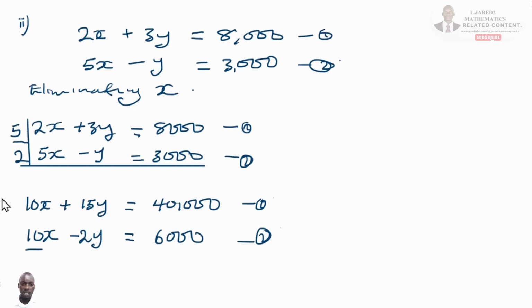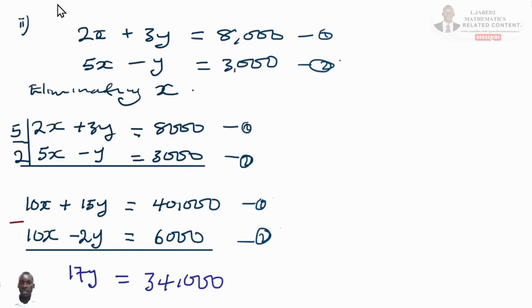Then from here we ask ourselves, what should we do to eliminate x according to you? Are we supposed to add them or subtract? The correct answer is we are going to subtract these 2 equations. That means we are going to have 10x minus 10x giving us 0. Then 15y minus negative 2y is giving us 17y being equal to 40,000 minus 6,000, and we are getting 34,000 shillings.